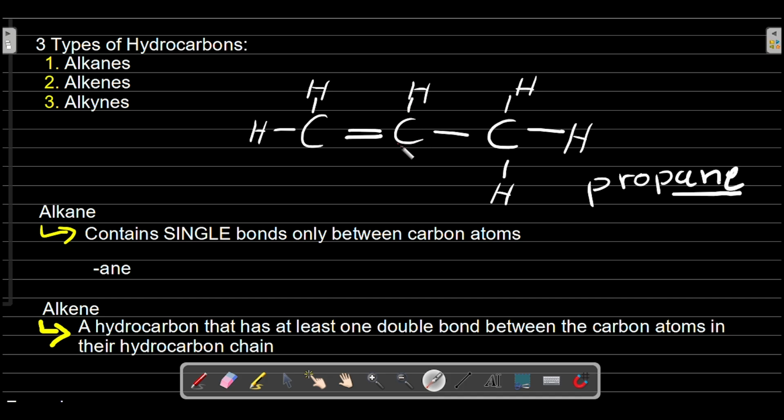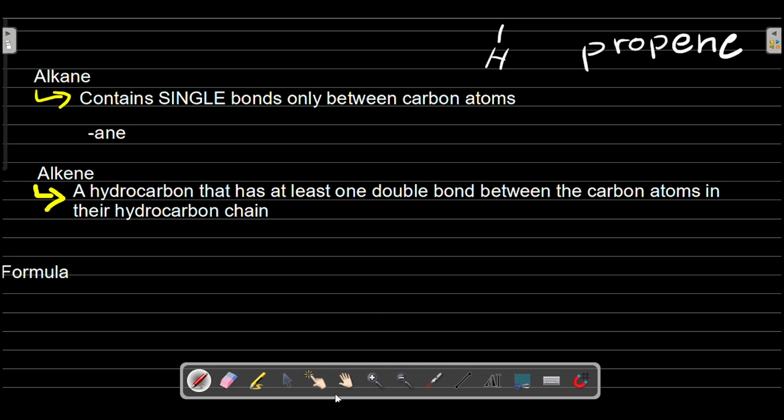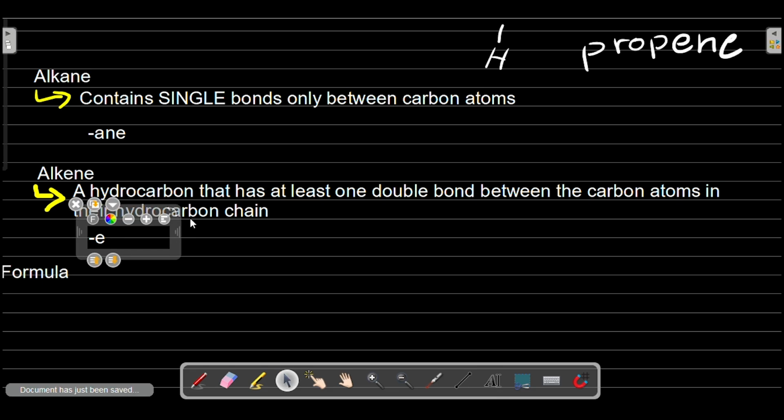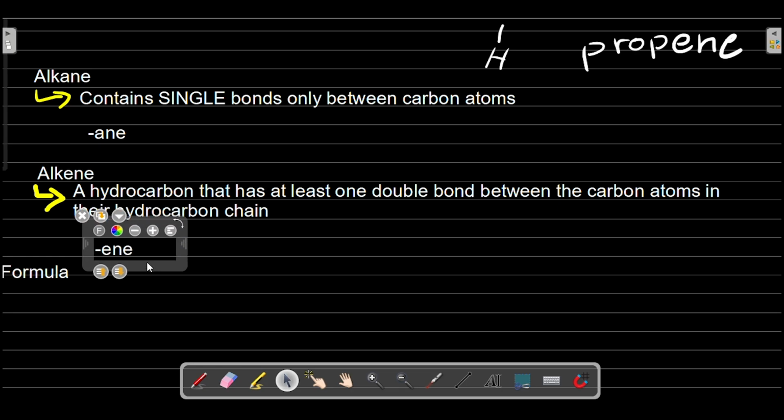So this is a new structure. It's no longer propane. It's no longer an alkane. It's an alkene. So what is it called now? It's called a propene. Alkenes have the suffix "-ene" at the end of it. Unlike the propane that has the suffix "-ane", alkenes have the suffix "-ene".